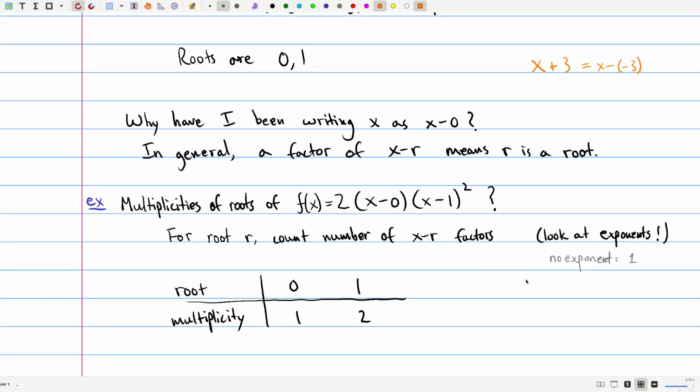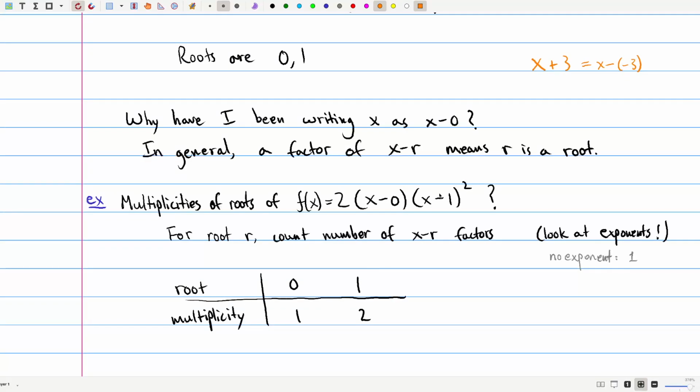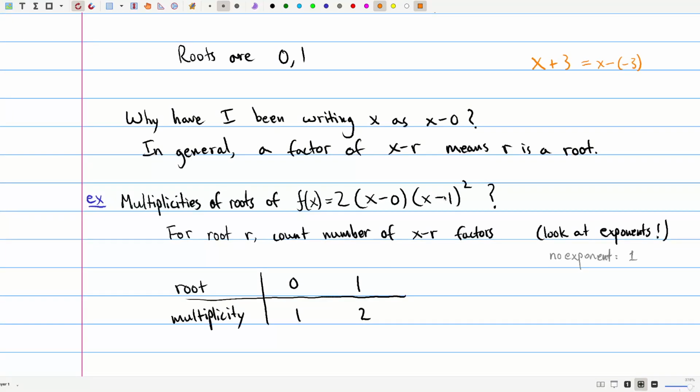So, multiplicities of the roots for our running example. What you do is, for each of the roots, you count the number of x minus r factors. So you simply look at the exponents, and also remember when there's no exponent, it's as if there's an exponent of 1. So for root 0, that's the x minus 0 term, and the multiplicity is 1. There's no exponent. And for root 1, that's the x minus 1 term. We look at the exponent, and that is 2. So we've got roots 0 and 1 with multiplicities 1 and 2 respectively.